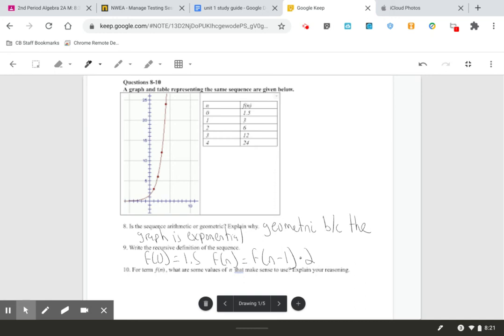For term f of n, what are some values of n that make sense to use? Explain your reasoning. In other words, what values would make sense to plug in for n? Now, when I look at the table here, notice all the values are whole numbers, 0, 1, 2, 3, 4. They're also not negative. So I don't see any decimals in the n column. I don't see any negative numbers. And there's a reason why you don't see that.